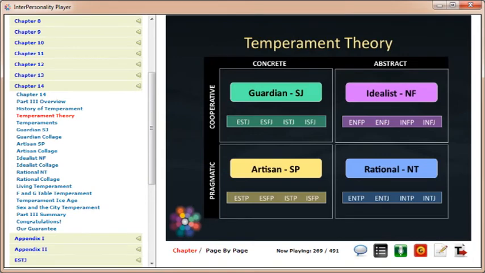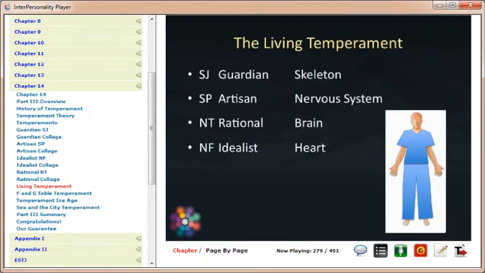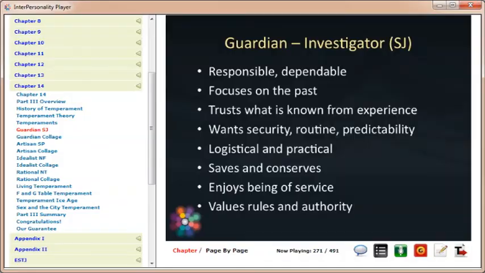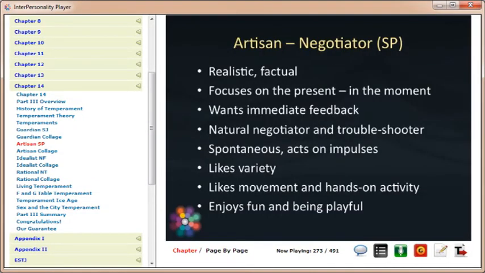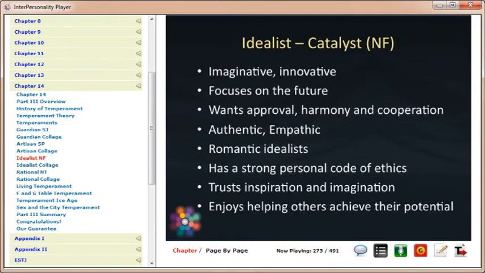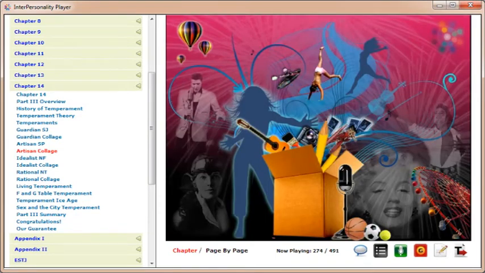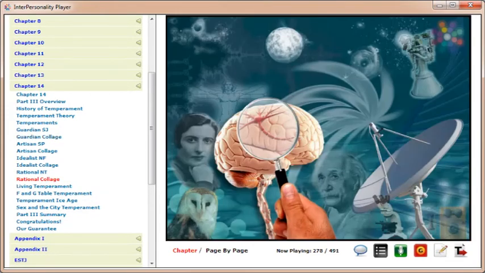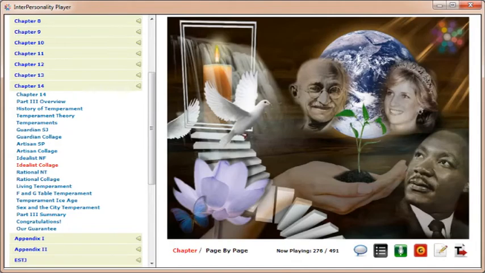Based on the work of modern-day temperament theorists such as Kiersey and Behrens, we look at the commonalities in the core needs of guardians, artisans, rationals, and idealists. This is another key cornerstone in understanding the dynamics of communication, because the temperament groups help to explain why we gravitate towards certain people, particularly our friendship groups.